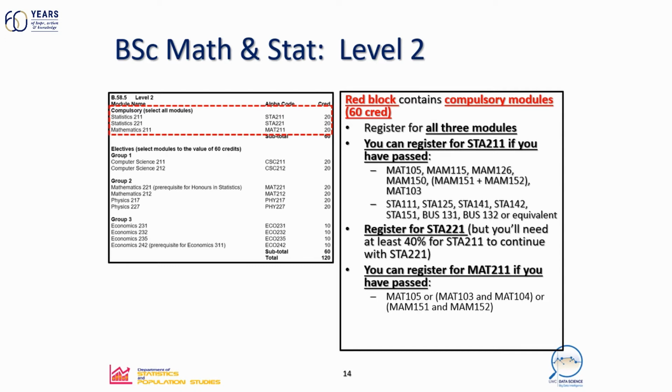It doesn't have a Level 1 prerequisite, but just make sure you get at least 40% for Statistics 211 in the first semester, otherwise you cannot continue with Statistics 221 in the second semester. You also have to register for Mathematics 211, given you have passed Level 1 Mathematics.